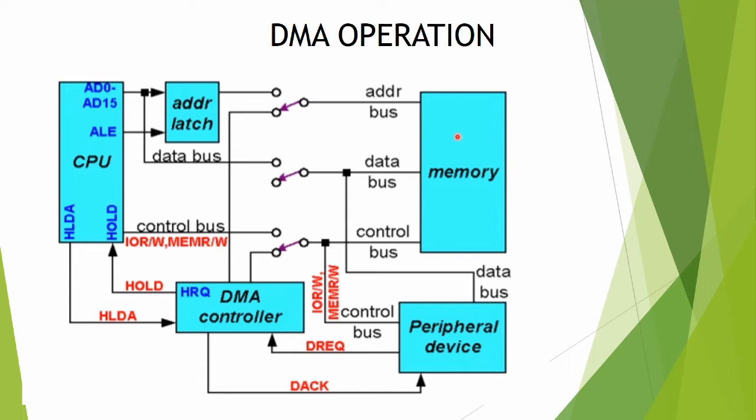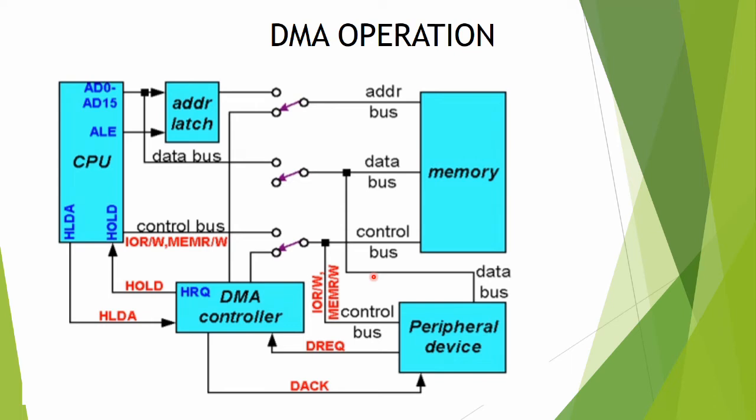and there is a memory. Conventionally the memory is connected to the CPU through the address bus, data bus and control bus. Now the DMA controller comes into the picture because the peripheral device wants to exchange data directly with the memory without intervention of the CPU. So before the memory is connected to the peripheral device directly, the operation of the DMA controller is known as slave mode.